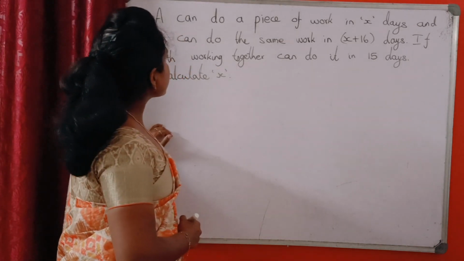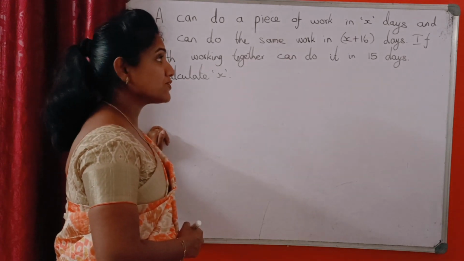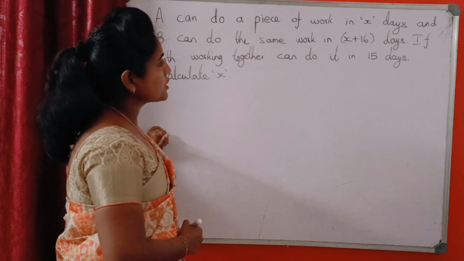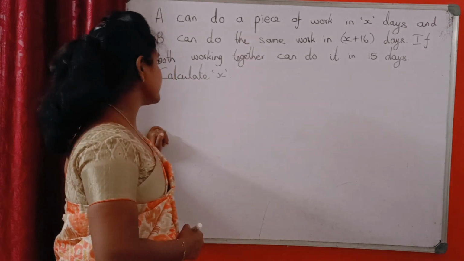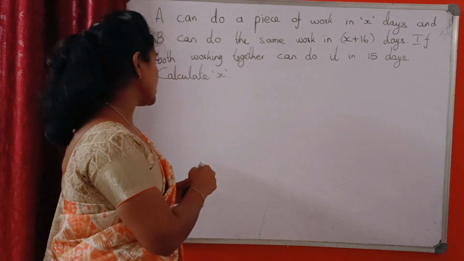Let's see the problem. A can do a piece of work in X days and B can do the piece of work in X plus 16 days. If both working together can do it in 15 days, calculate the X value. This is a time and work problem. So we know the concept, so easy.